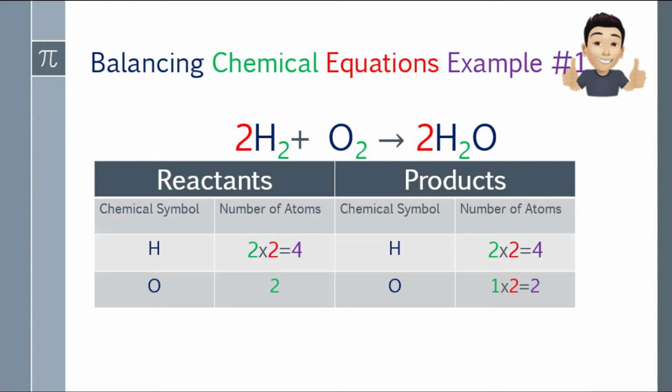Now, to check, so, for the reactant side, ang hydrogen number of atoms is 4, oxygen is 2, and the product side naman, that will be hydrogen, number of atoms niya ay 4, and for oxygen, number of atoms niya ay 2. So, balance.